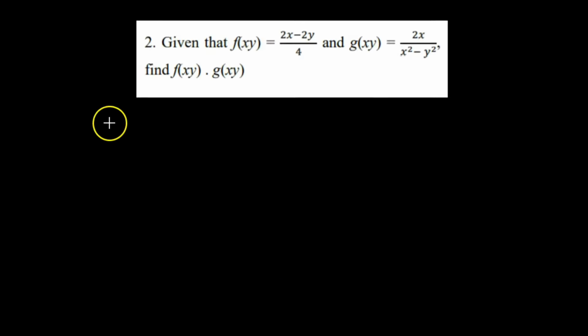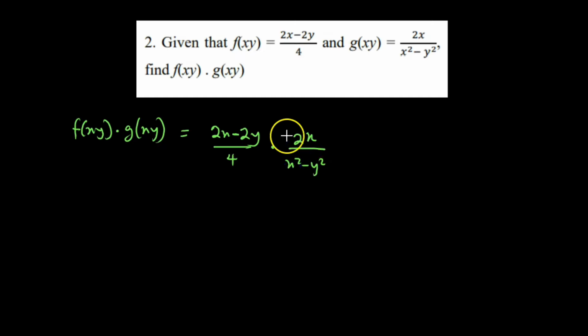So moving on, we have a similar example. We are given f of x, y equal to 2x minus 2y all on 4, and we have g of x, y equal to 2x minus x squared minus y squared, and we have to multiply them.